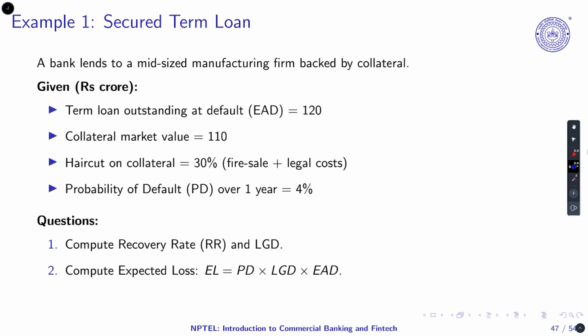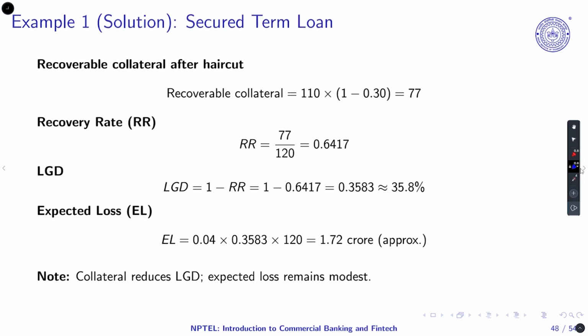Now probability of default over 1 year, which we calculated through logistic regression that we saw, is coming out to be 4%. So now the question is to compute recovery rate and LGD, and compute expected loss, which is PD into LGD into EAD, and then we can infer upon this. So recoverable after haircut is going to be how much? It is 77. So this is the collateral value. Recovery rate is going to be how much? Recovery rate is going to be 0.64. So this is what it implies. Loss given default is how much? Loss given default is going to be 1 minus 0.64.